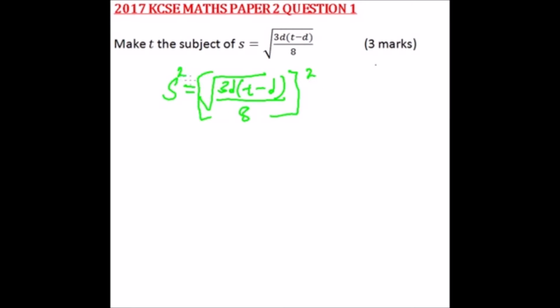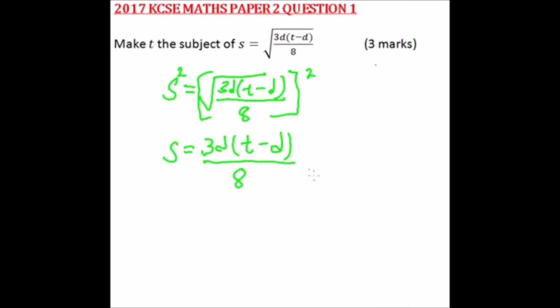To do this, let's write it as s is equals to the square root of 3d, t minus d, divided by 8. So you can square both sides. So this is squared and s will become squared. When you square an expression with a square root sign, the square root disappears. So you have s squared is equals to 3d into bracket t minus d, then you have divided by 8.